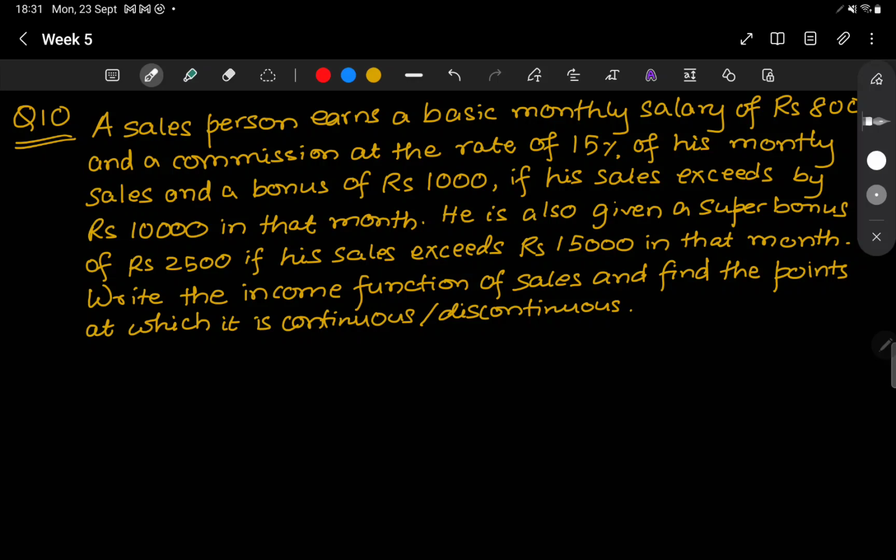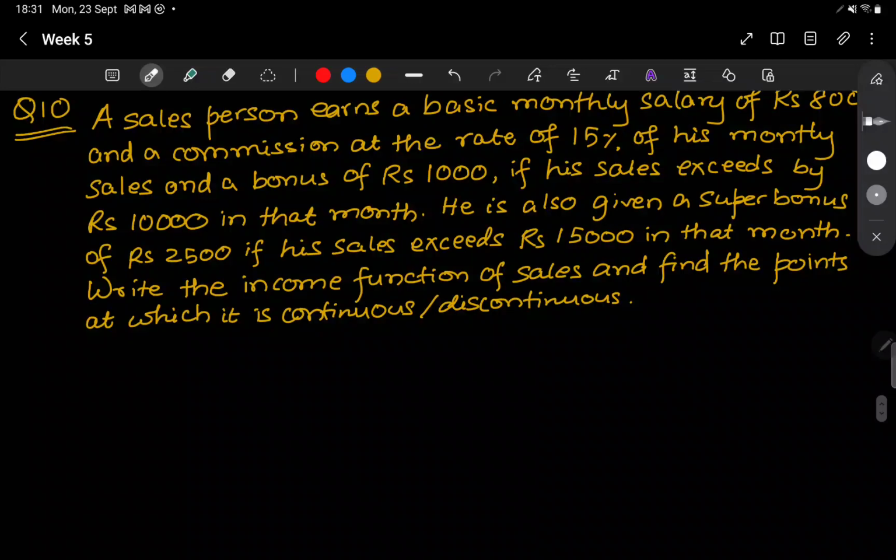So again, it is a subjective question, so there is no poll for this. Try to formulate the function and solve this, and then we will discuss.